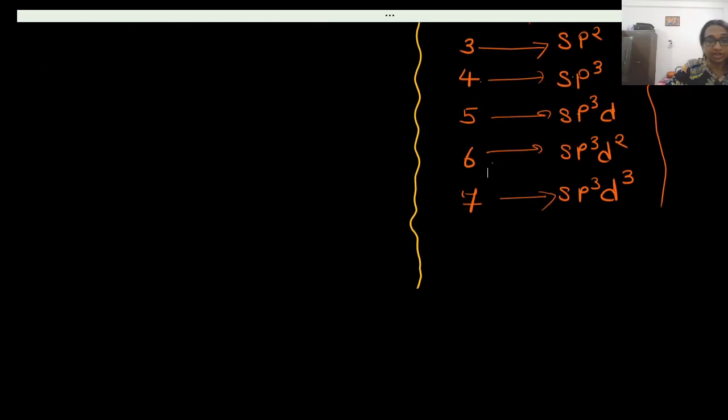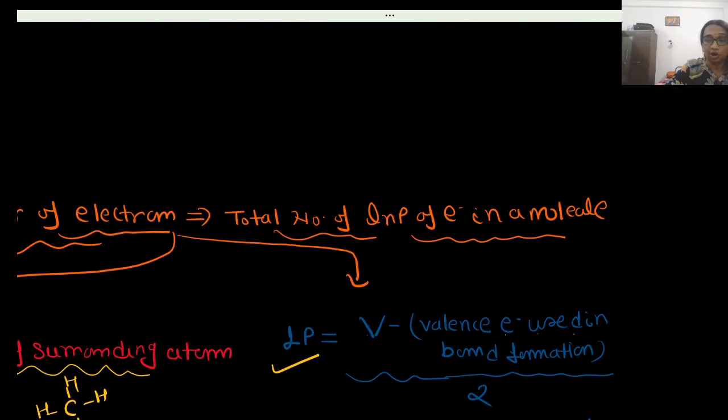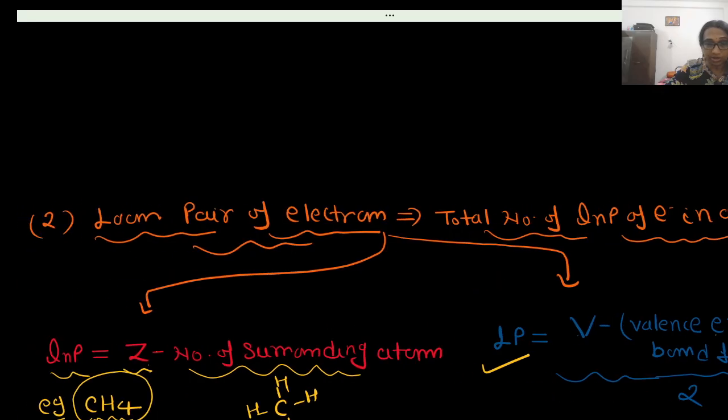Now comes the second trick, that is, the determination of lone pairs of electrons in a molecule, the total number of lone pairs of electrons in a molecule. We can calculate it with the help of two formulas. Number one: lone pair is equal to Z, if you have already calculated the value of Z by the above trick, minus the number of surrounding atoms. Let us see an example.